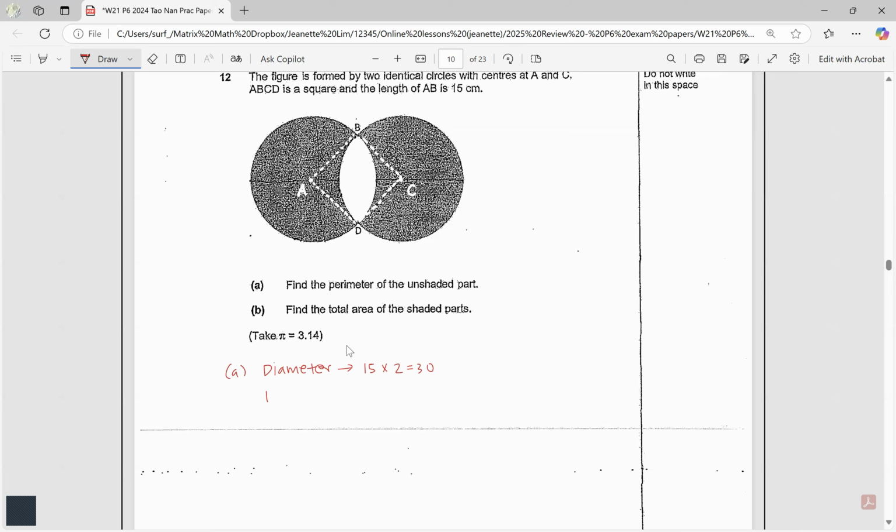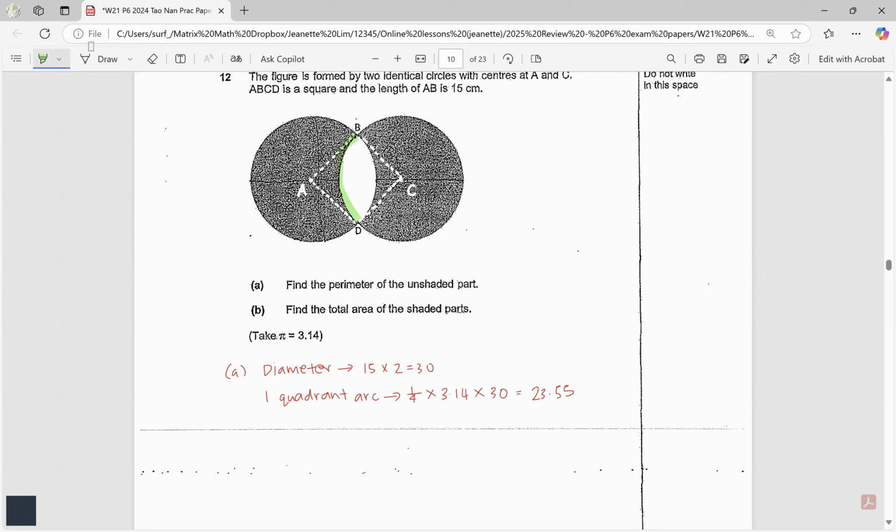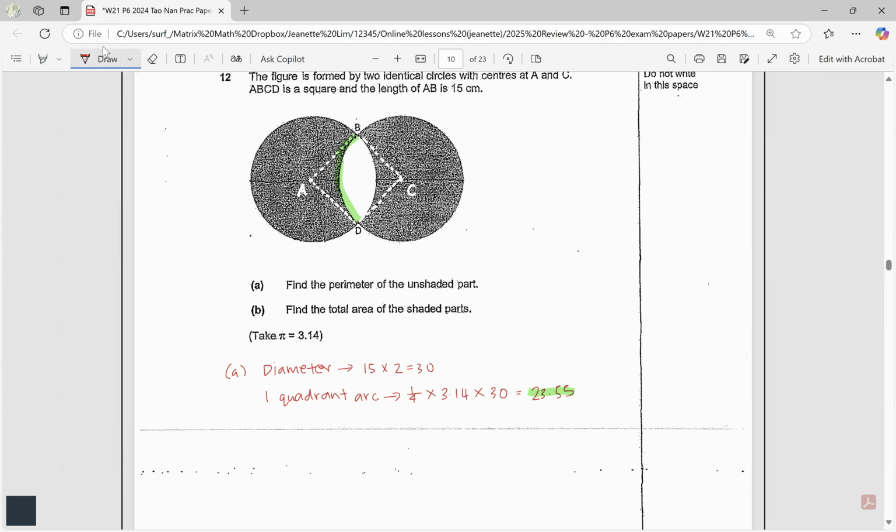Then to find the arc of one quadrant, I will use 1/4 times pi, where pi is 3.14, times diameter. Then you get 23.55. So 23.55 is this one. To find the perimeter of the unshaded part, that's 2 times that, so you just times 2. 47.1 cm.